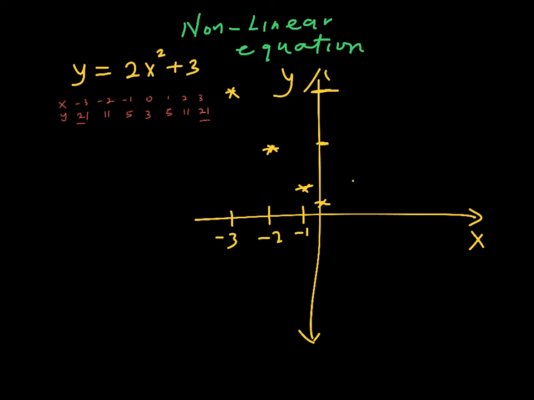So that's a change in direction. When x is equal to 2, then y is equal to 11. Then when x is equal to 3, it becomes 21. So what we have here is a curve which we call a parabola. So we see that this is also not a linear equation.